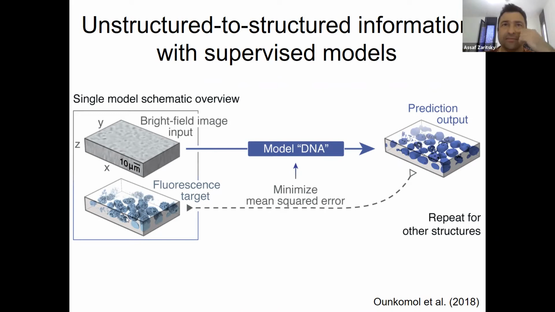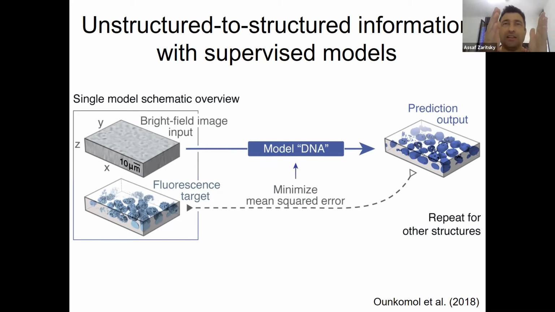So what is tagged? Here, it's a nuclear marker. I don't know what exactly, DNA. So when it's tagged, you produce a picture of it. But what we learn here is a generative model. The ground truth here is a matched image of bright field and the fluorescent image of the DNA.